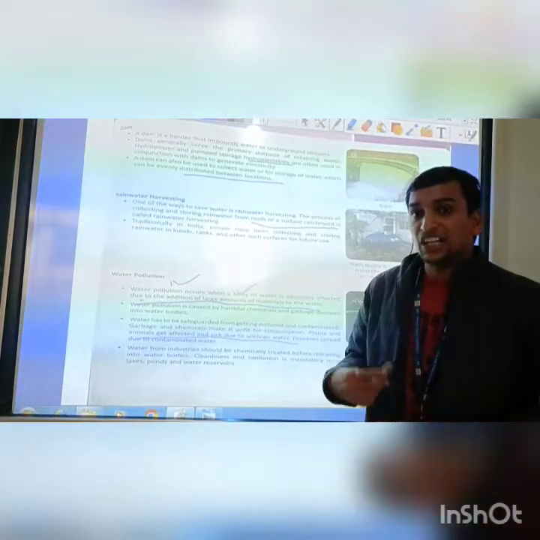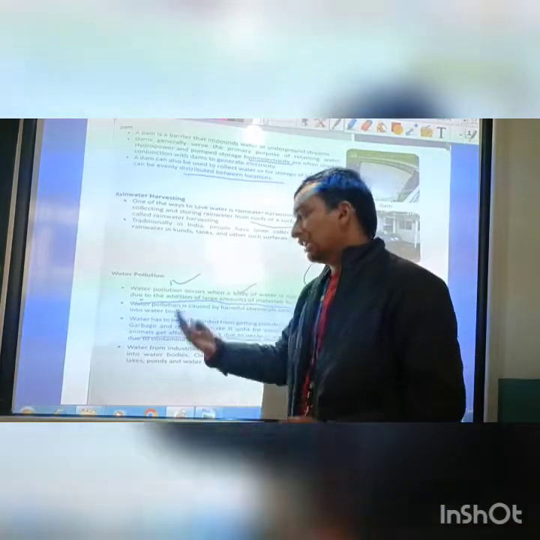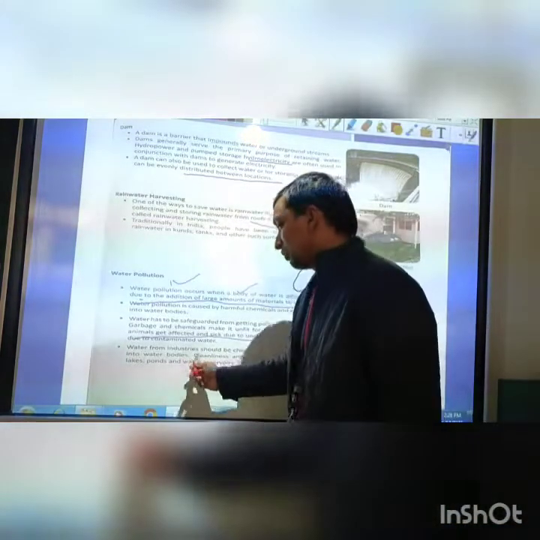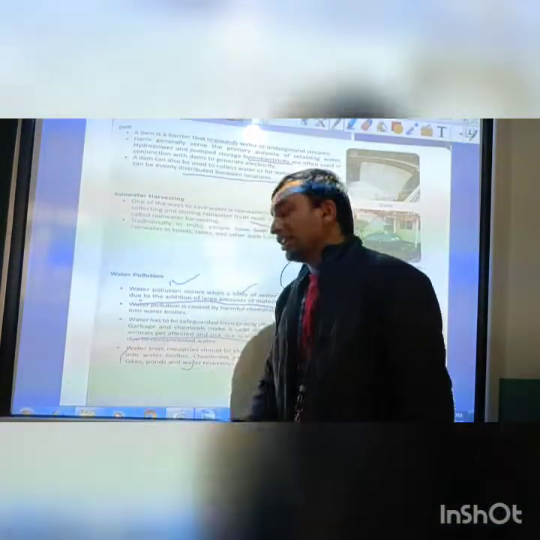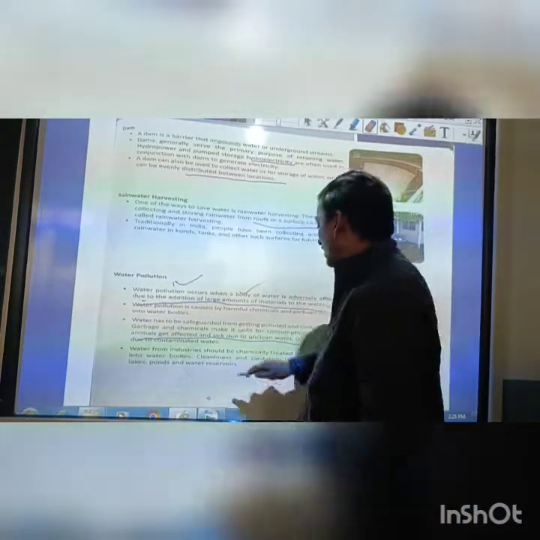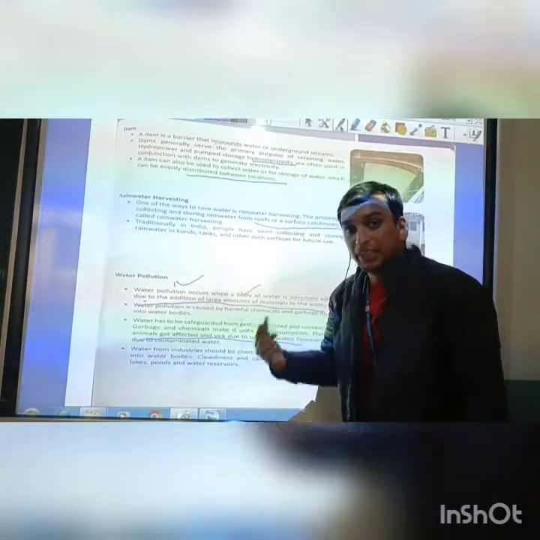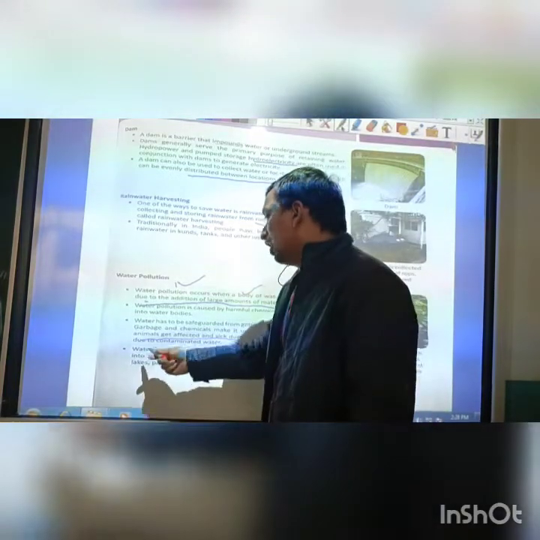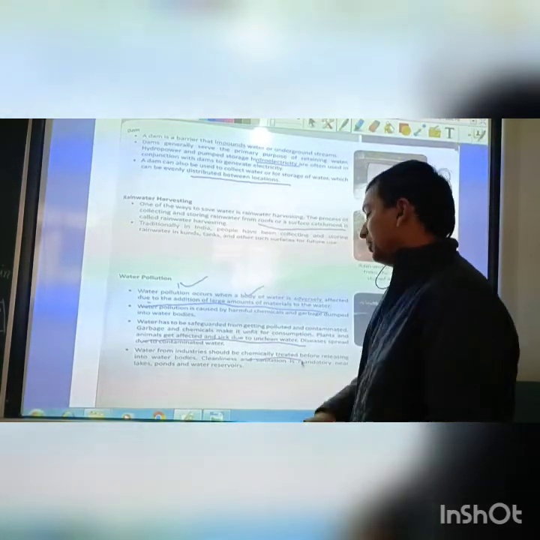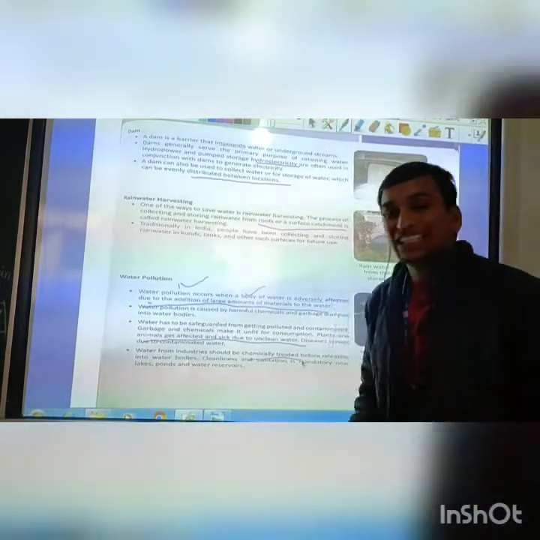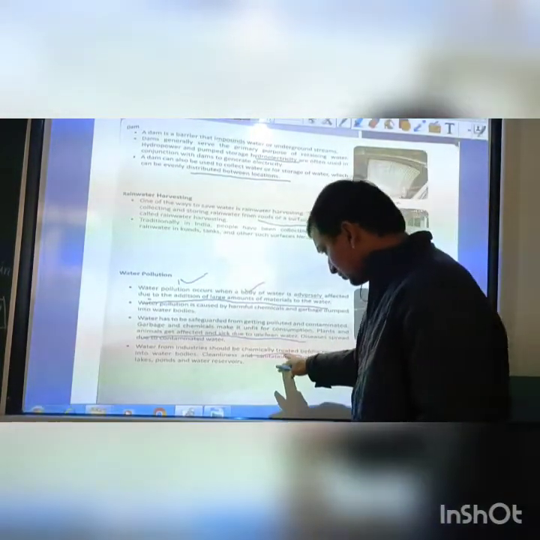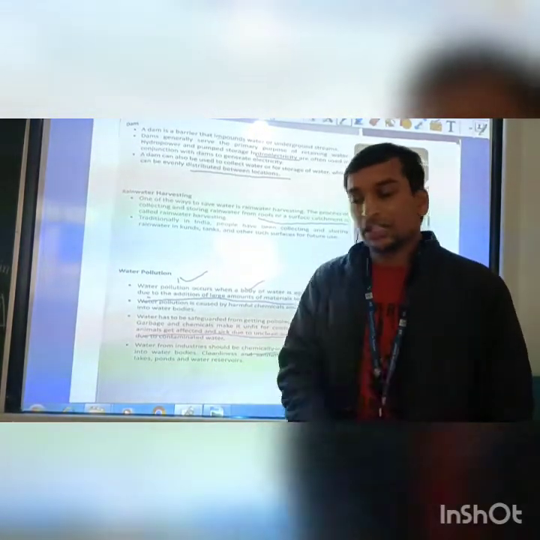Contaminated means the addition of something unnecessary or unwanted. Water from industry should be chemically treated before releasing into water bodies. We know that there are so many industries that use water for their work, like for cleaning, for making materials, or for so many other purposes. So the water coming from that industry should be chemically treated before release, so that all the chemicals are treated and the water body doesn't get polluted.